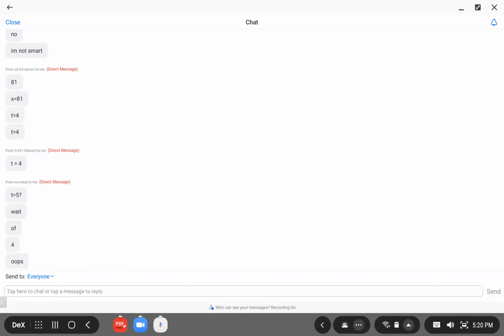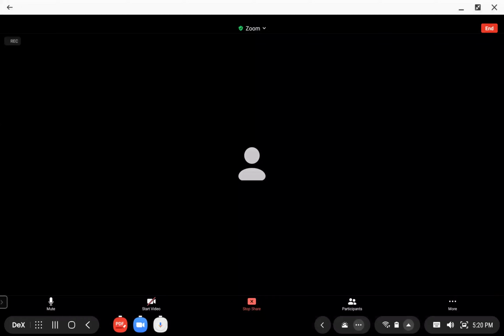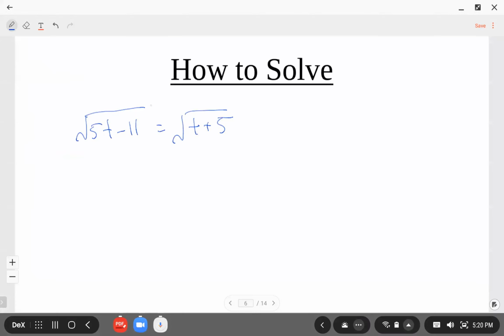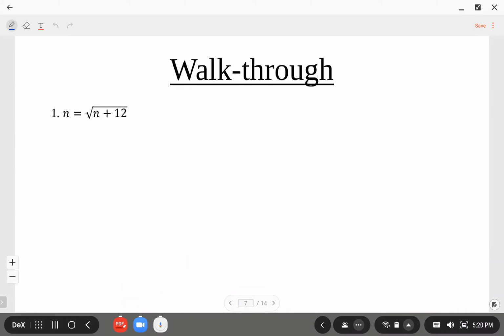Okay, so t equals 4. In case you haven't noticed, it does equal 4. So what do you do here? Square both sides, right? 4t equals 16. And then 16 divided by 4 equals 4. T equals 4. Okay, we're done.